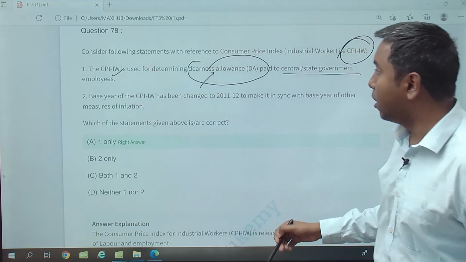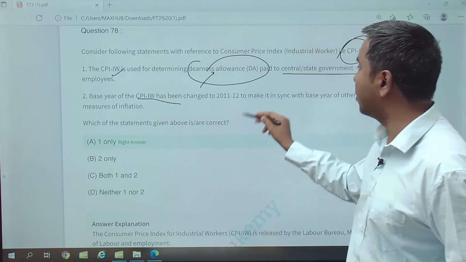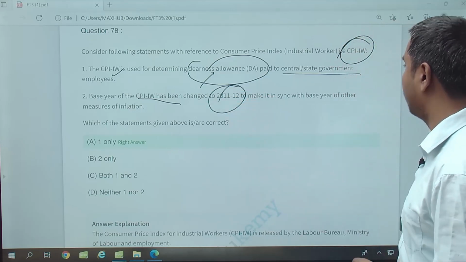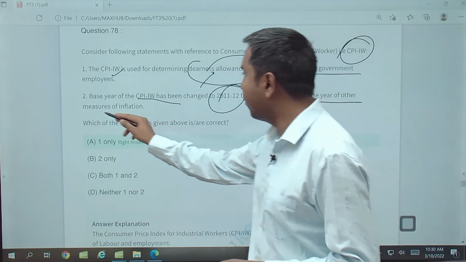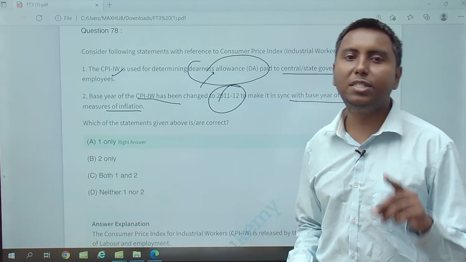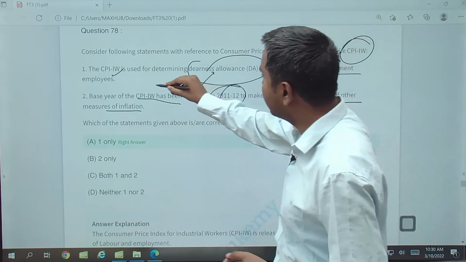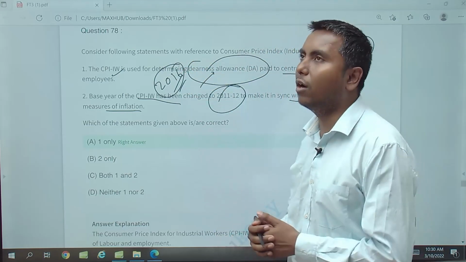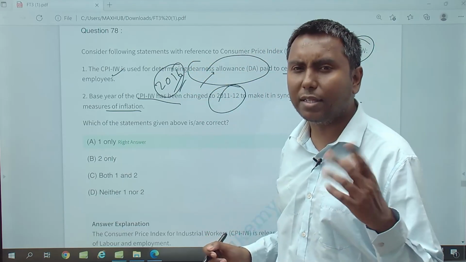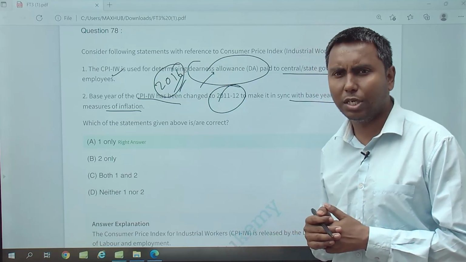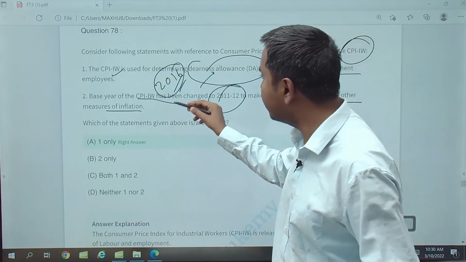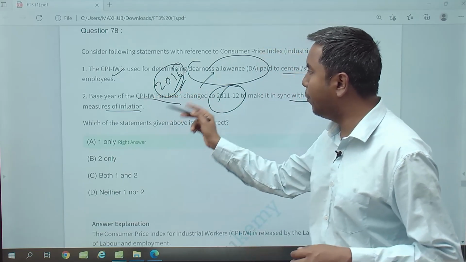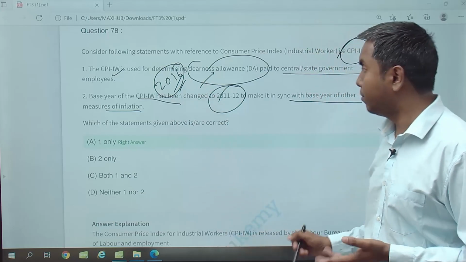So 1 is correct. The base year of CPI-IW has been changed to 2011-12 to sync it with the base year of the measures of inflation. Now you know that the base year of CPI-IW has been changed to 2016. This has been in the news for 2-3 years, so I think 2 years. It happened in 2020. I need to check it, but probably it happened in 2020. The base year has been changed to 2016.